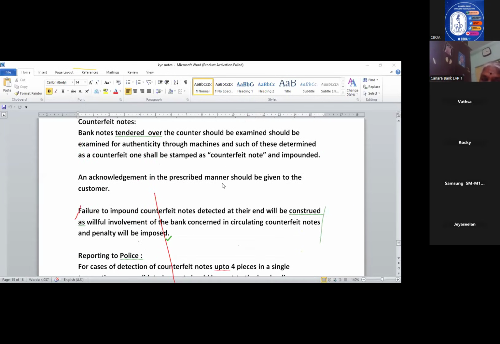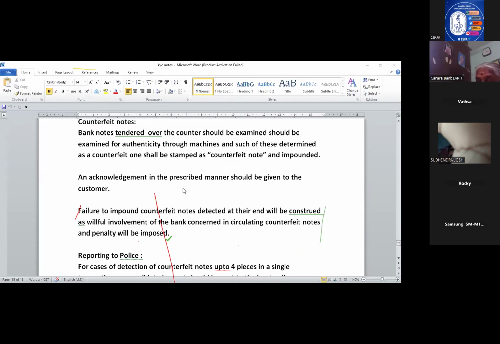Okay. Failure to see, I told we have to put a stamp, that is called impounding of the notes. Failure to impound counterfeit notes detected will lead to the person being construed as willful involvement of the bank concerned in circulating counterfeit notes, and penalty will be imposed. That means if the cashier is not impounding the counterfeit note, then he will be construed as a person involved in the circulation of counterfeit notes.